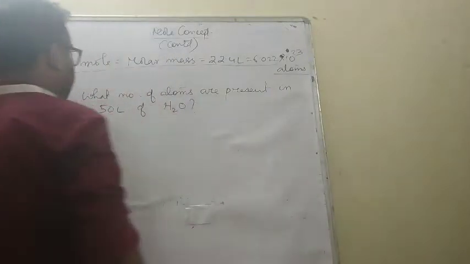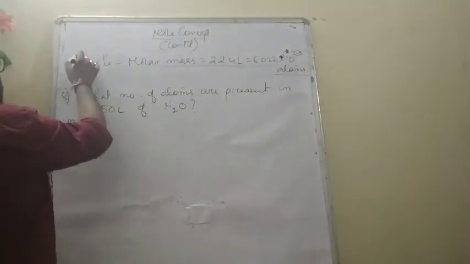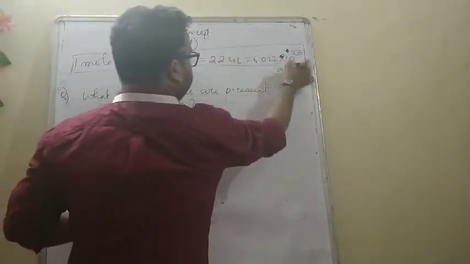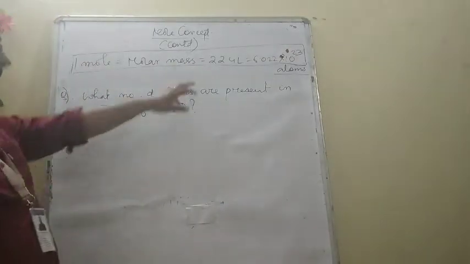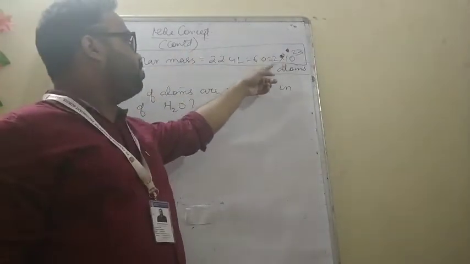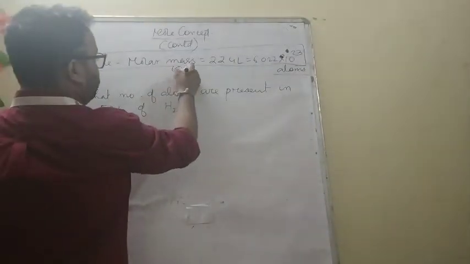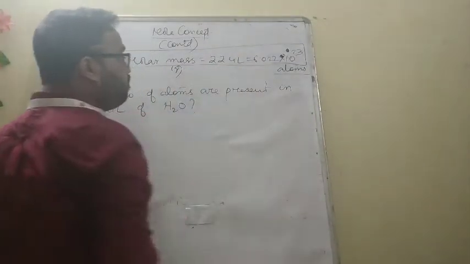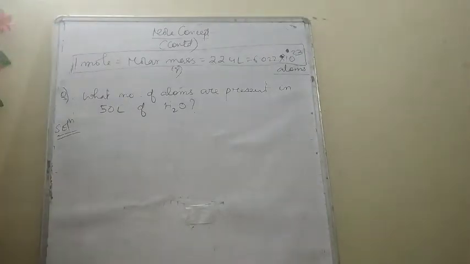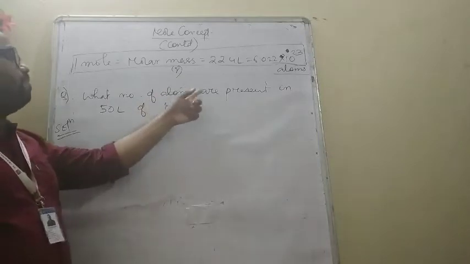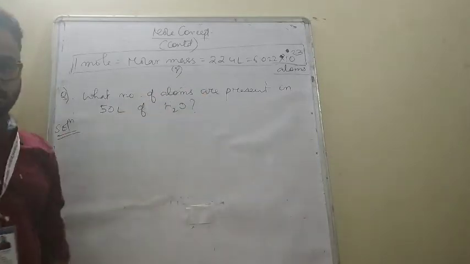So we know that mole concept means this line. 1 mole is equal to molar mass is equal to 22.4 liter equals to 6.022 into 10 to the power 23 atoms. This is in terms of mass, this is in terms of volume, and this is in terms of number of atoms. Suppose this is a question I gave. What number of atoms are present in 50 liter of water?